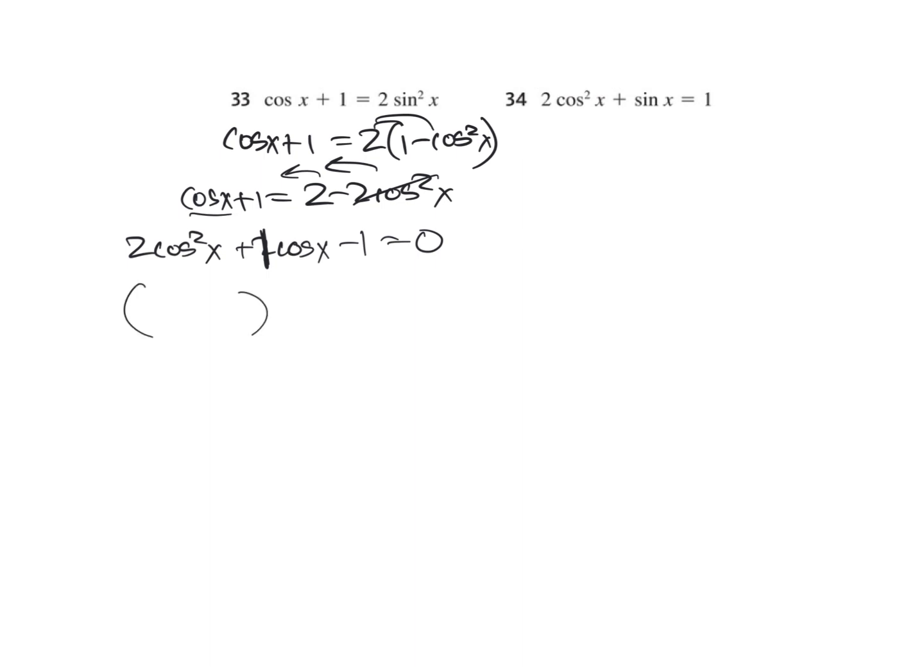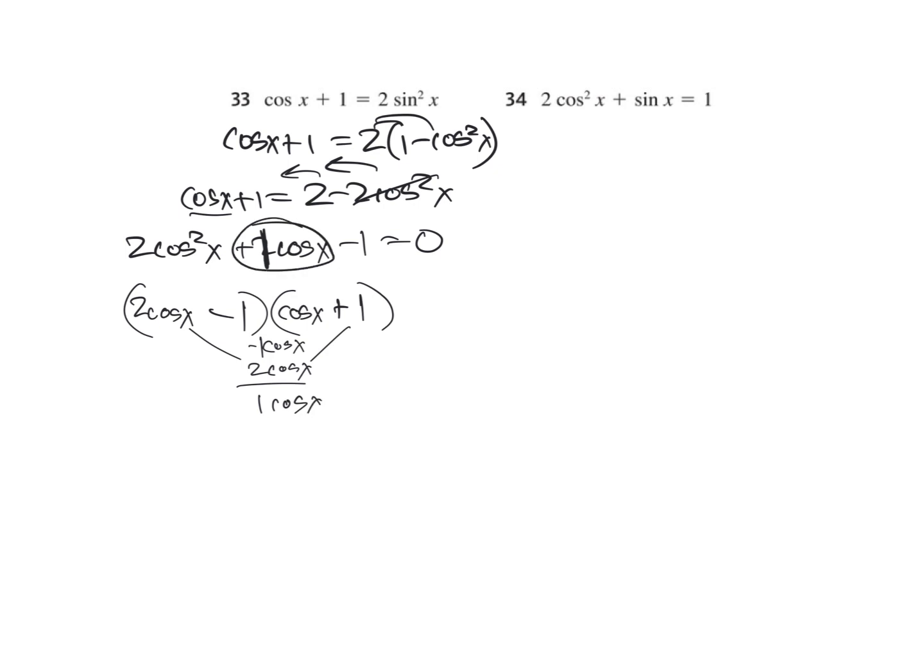So it's a trinomial. So we get 2 cosine of x and cosine of x, and 1 and 1. One has to be positive, one has to be negative. So again, that's your negative cosine of x, and the outside is 2 cosine of x. So negative 1 plus 2 is 1 cosine of x, positive, which is what we have right there. So there's your factoring, and now you have your a times your b.